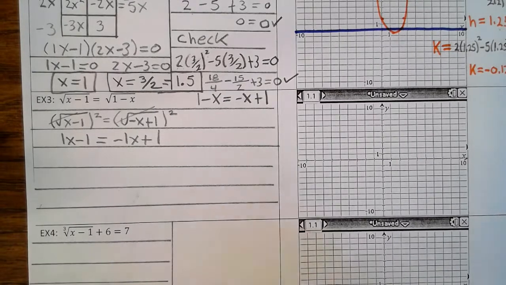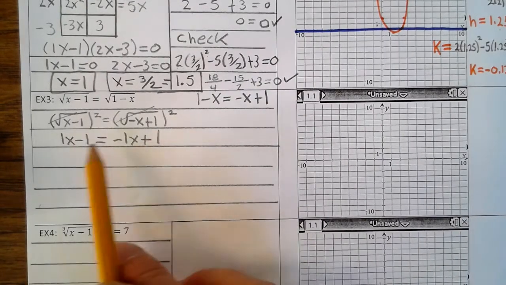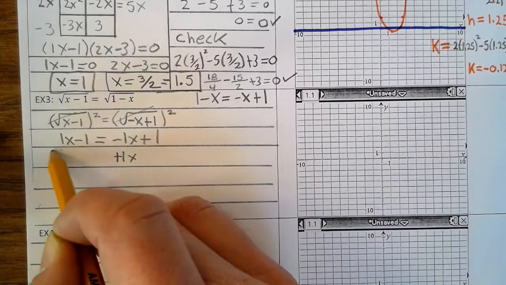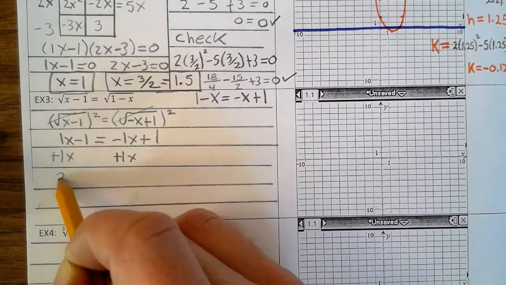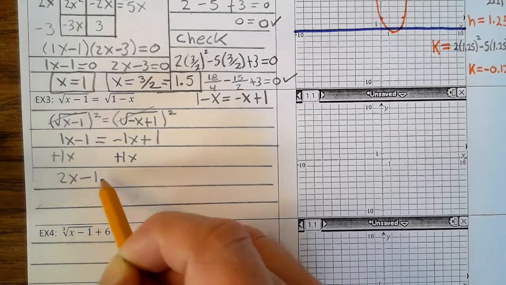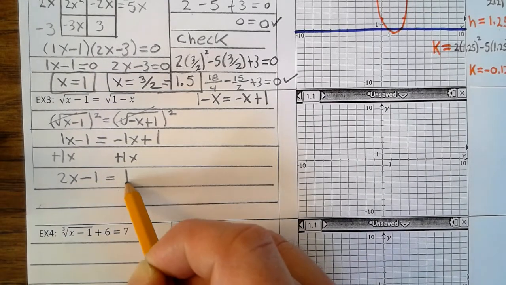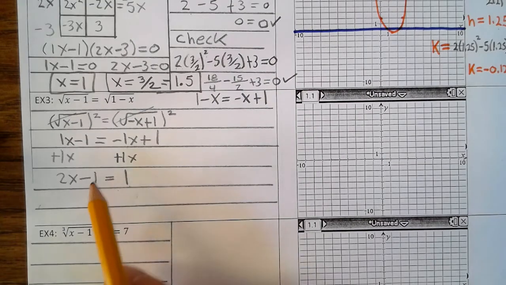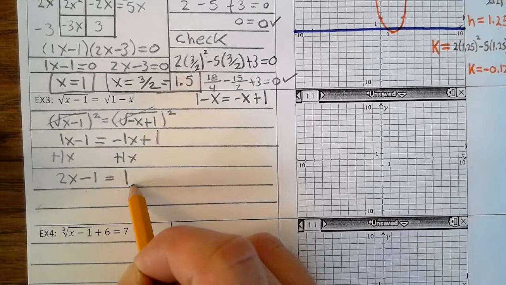Now, whenever you have x's on both sides, you want to take the smaller one and move it to the other. So since that's smaller, I'm going to add 1x to both sides. So we get 2x minus 1 equals 1. And then you can add 1 to both sides, divide by 2.